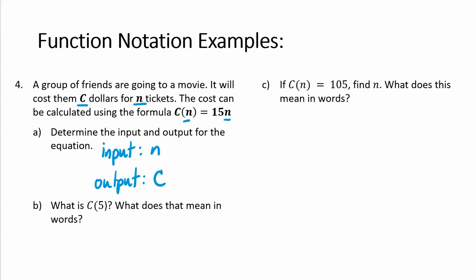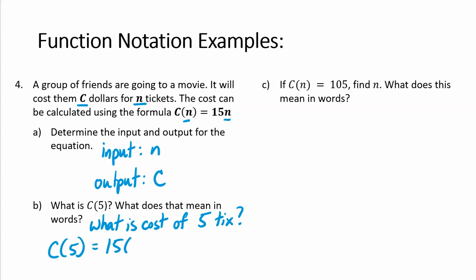What is the cost with an input of 5? So what is the cost when there's 5 tickets? What is the cost of 5 tickets? So we have C of 5 equals 15 times 5, which is 75. So the cost is $75.